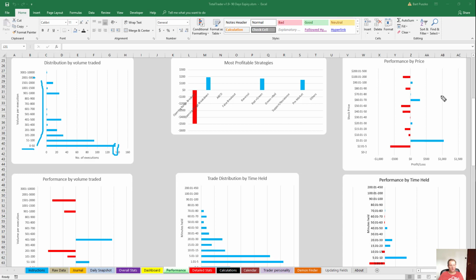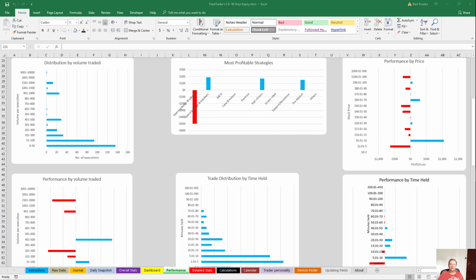Most profitable strategies, once again, if you do use them, this is where your charts will show you how well you're doing. Performance by price, I think, is a really key one. This shows me that low float stocks, which are usually between $2 and $5, for me are no-go zones, but then $5 to $10 I tend to do a lot better on. So it gives you an idea of where maybe you want to be sticking to.